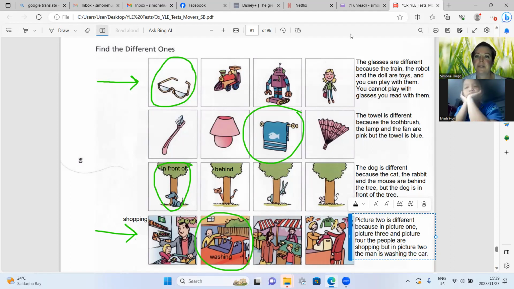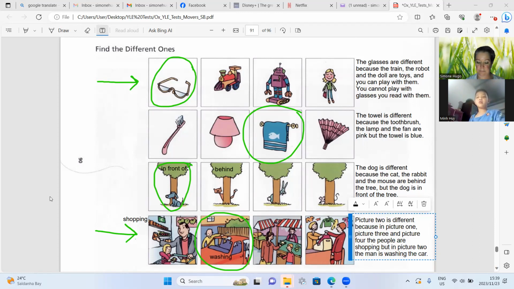Let's read those differences. The glasses are different because the train, the robots, and the door are toys, and you can play with them. You cannot play with glasses. You read with them.